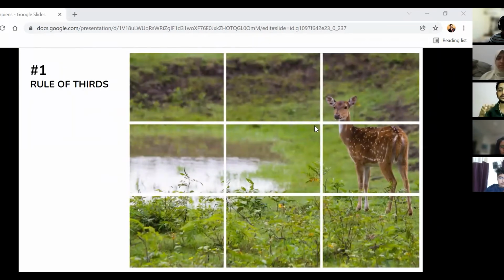Just 1/3 of the frame is used where the subject is placed and the rest is left empty, which is called the rule of thirds. This is also called the golden rule of composition. This is a major, first and primarily used composition technique.